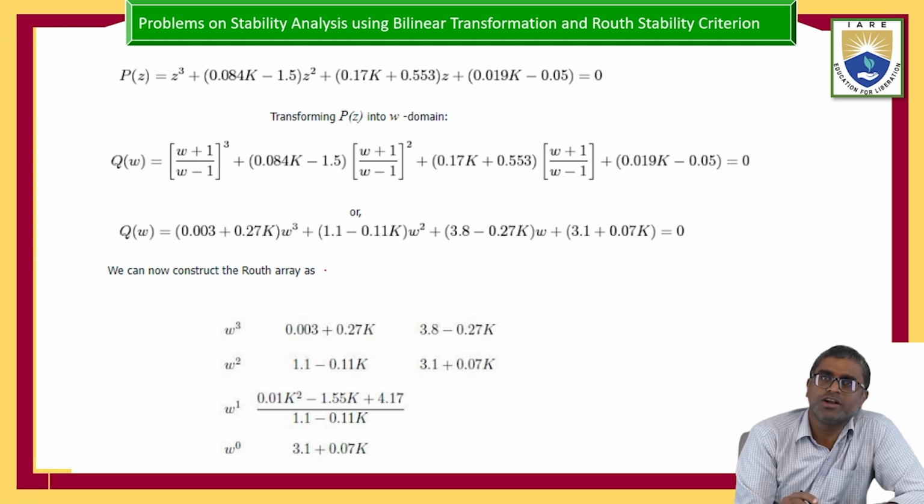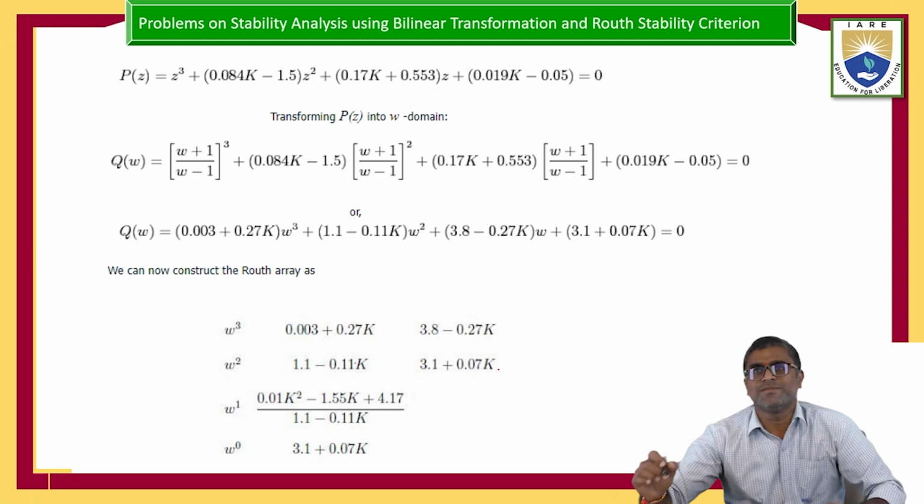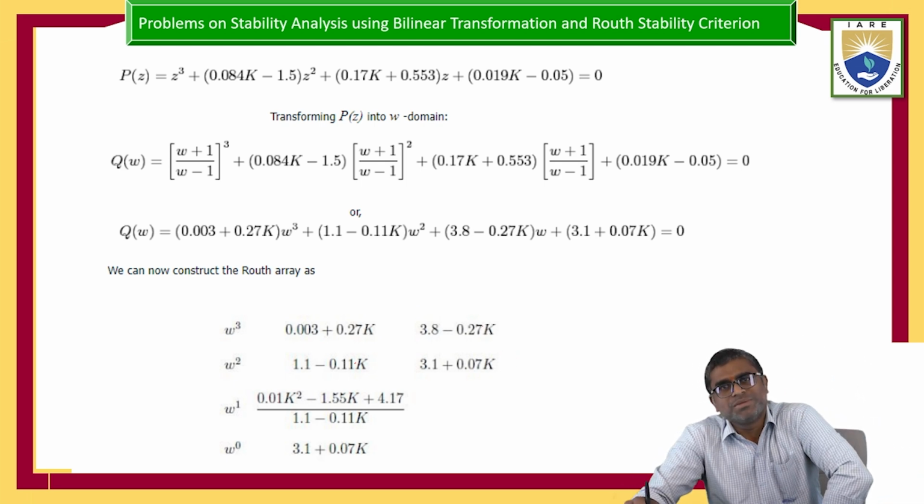This is omega cube. Odd numbers, magnitude values. Okay. Next, 1.11 minus 0.11k. Next one is 3.1 plus 0.07k. Okay. These are odd number values, and odd and even number values. Now, go for the next one.